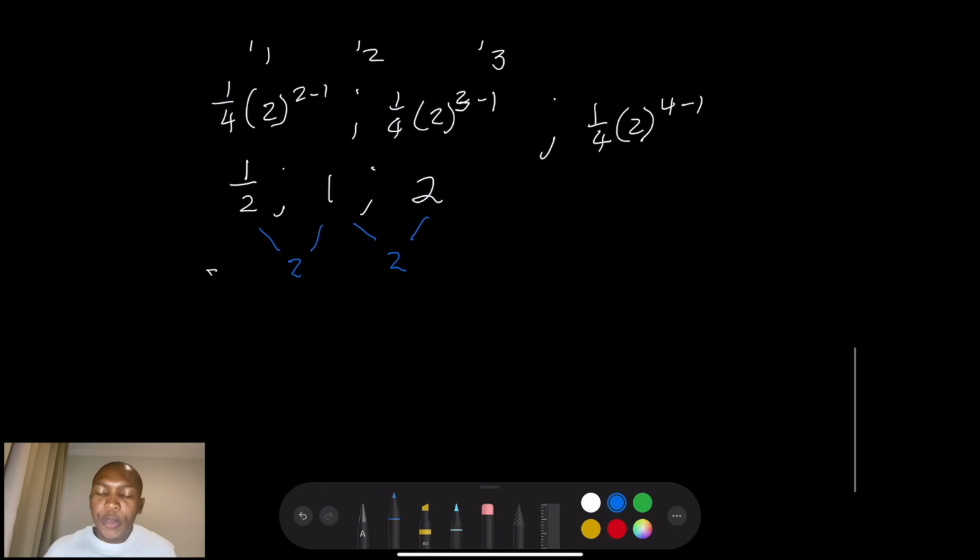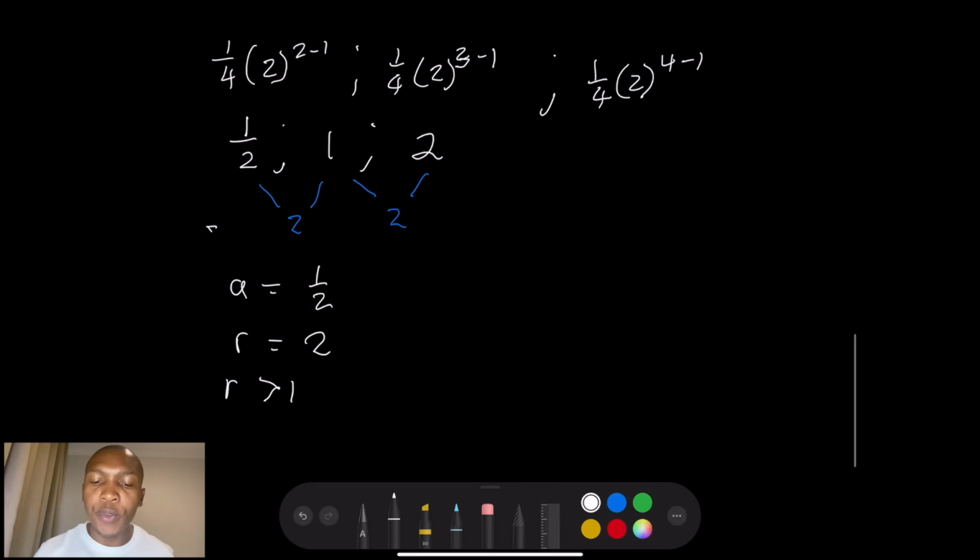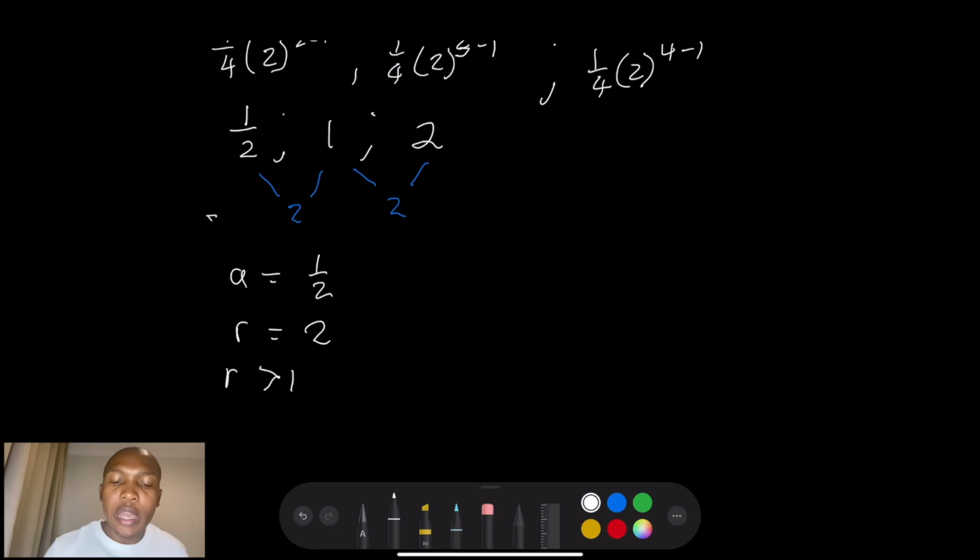All right, so first of all, let's just see there. It means our A value is 1 over 2, and our R value is 2. So in this particular case, because our R value is greater than 1, you remember that? For the geometric series, you've got a convergent and a divergent series, and of course, it all depends on the value of R.